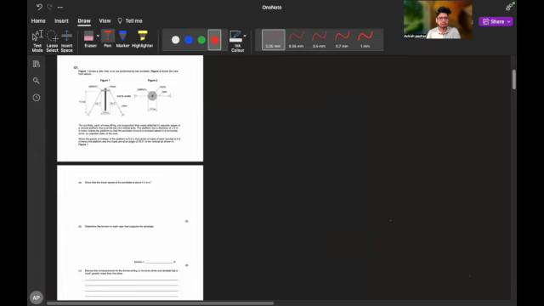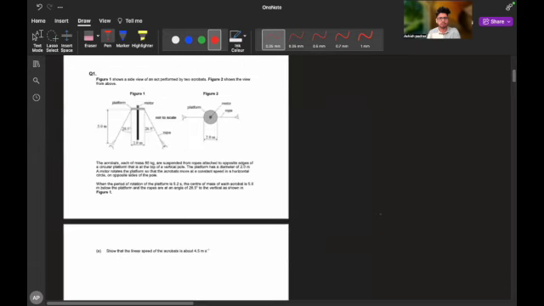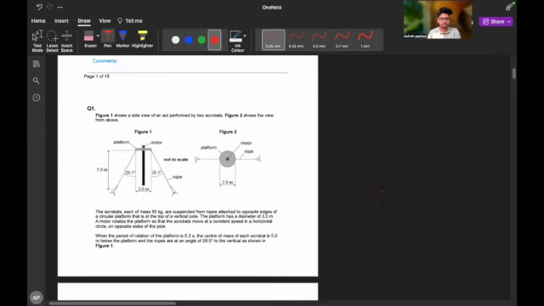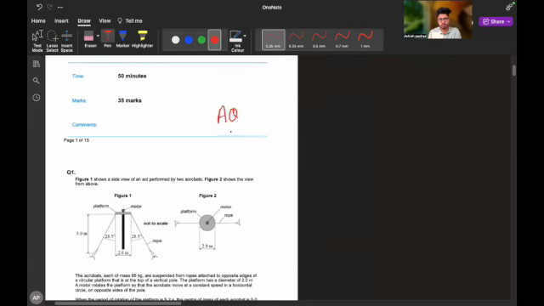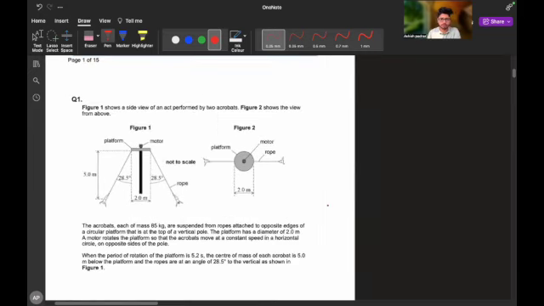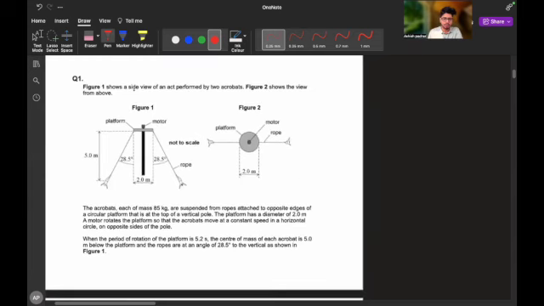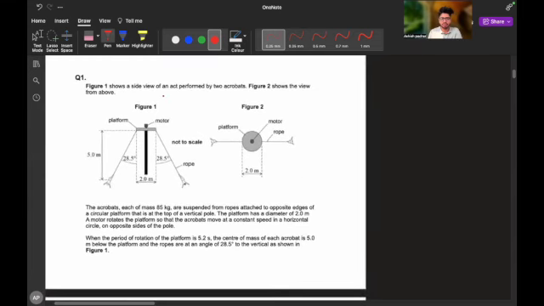So basically, this is the AQA mechanics question. This is for the further mechanics AQA. The first question that I'm going to discuss shows the sideways forces acting on the platform. There are two acrobats, basically the stuntmen. As you can see, these are the two acrobats, the stuntmen. They are doing some kind of stunt.